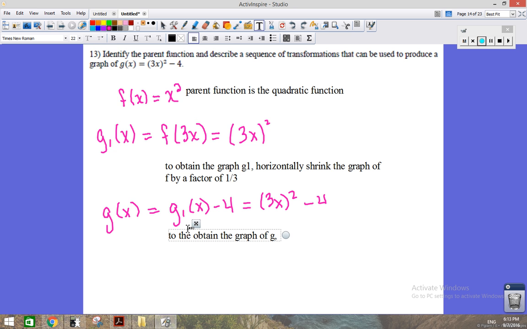So to obtain the graph of G, our final graph, you had to start with the parent function and then do a horizontal shrink by a factor of 1/3, take the result of that graph and shift it down 4 units. So to obtain the graph of G, shift the graph of G1 down 4 units, or 4 units down, however you want to describe it.